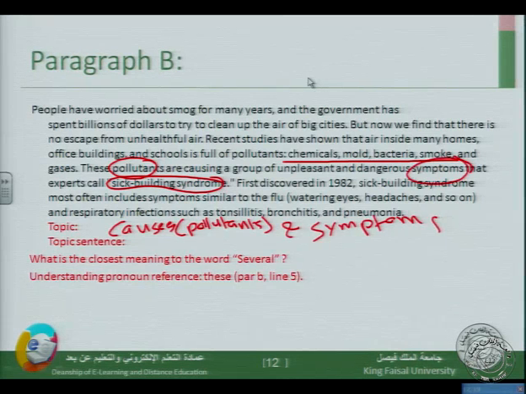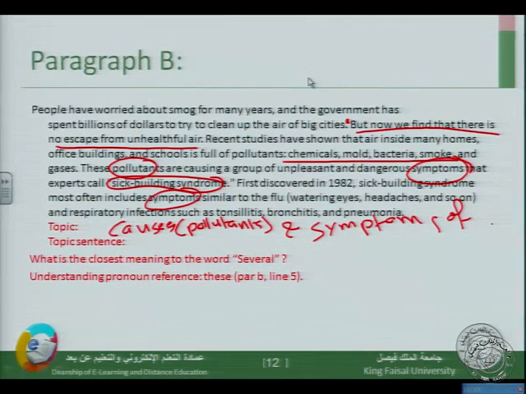Which are also repeated several times. Symptoms of what? Of sick building syndrome. Recent studies have shown the air inside many homes, and so on. So we're talking here about the pollutants and the symptoms of sick building syndrome. The topic sentence is, but now we find that there is no escape from unhealthful air. We can't escape this sick building syndrome. So this is the main idea of the whole paragraph.